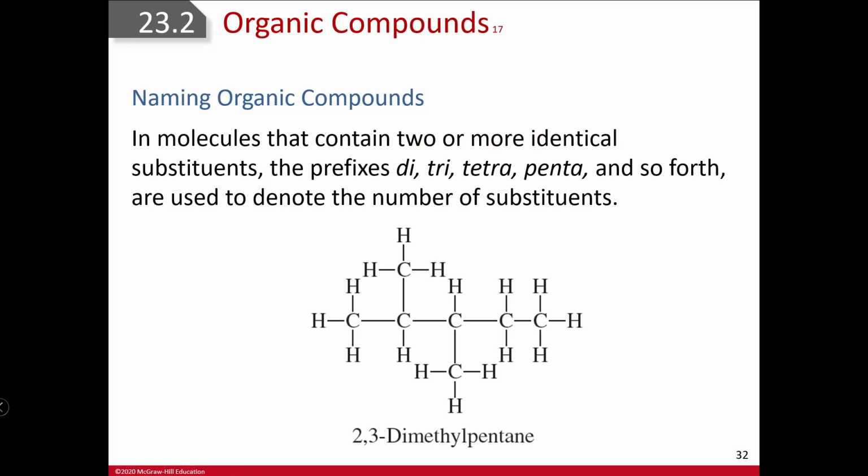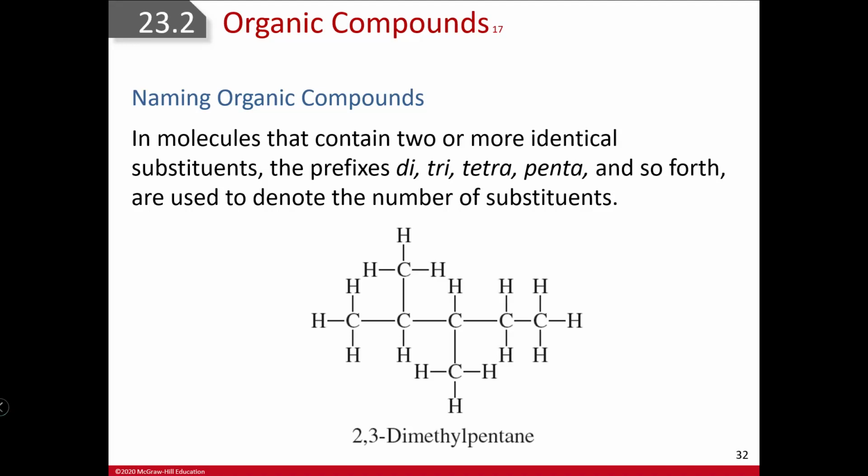All right, so now we're going to get into something a little more complicated, because in reality, things aren't all straight chain. So we're looking at this. It says naming organic compounds in molecules that contain 2 or more identical substituents, the prefixes di, tri, tetra, penta, and so forth are used. And those are actually in chapter 2 as well.